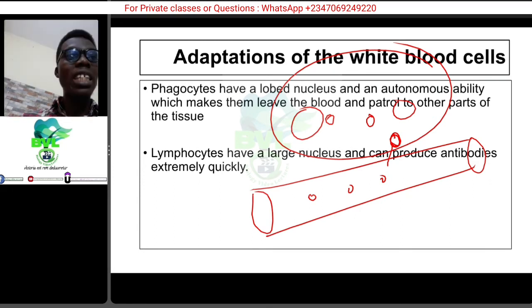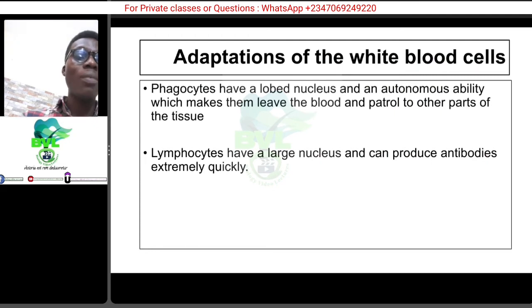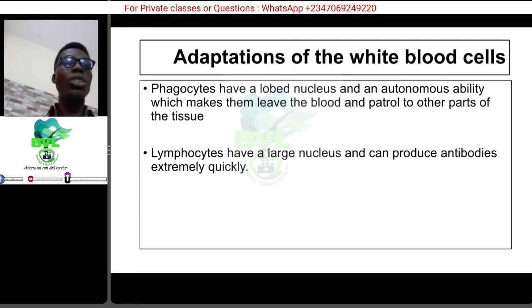On the other hand, it says lymphocytes have a large nucleus that produces what? Antibodies extremely quickly when required to do so.